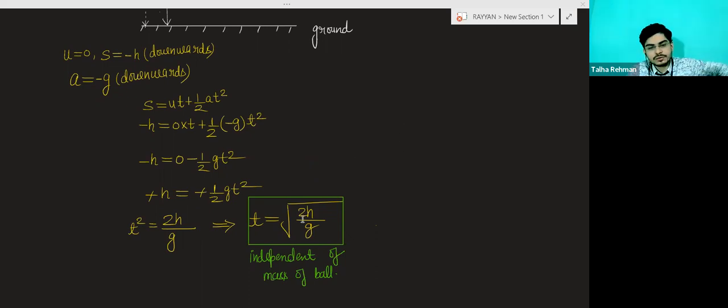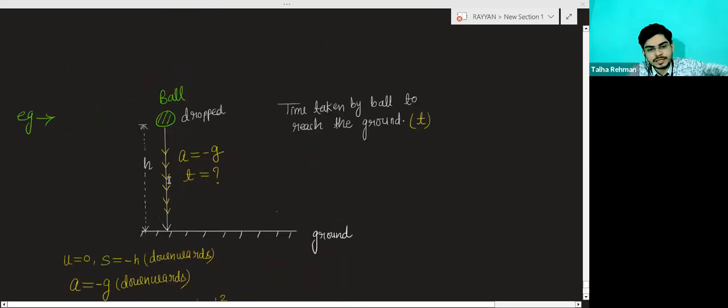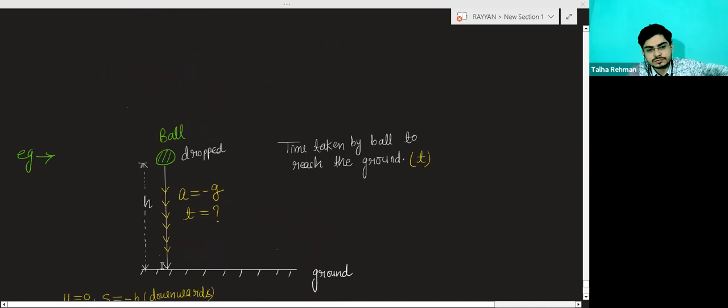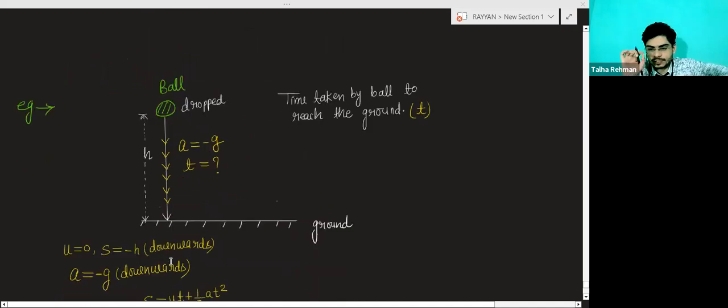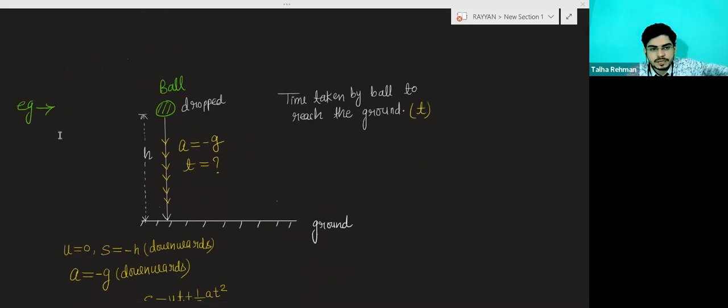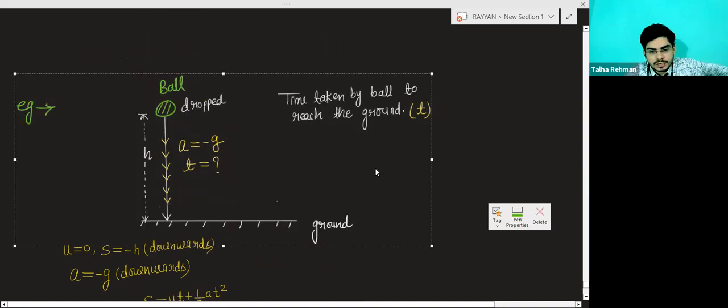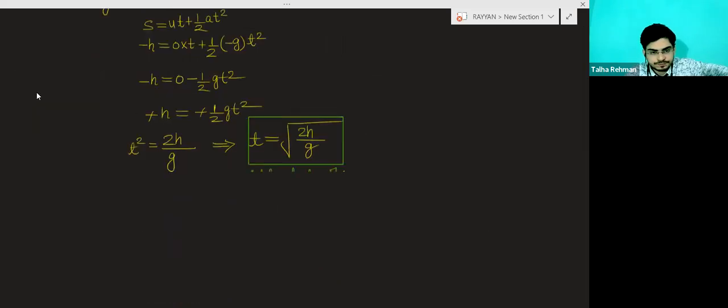So have you understood now how you will calculate the time taken by this ball to reach the ground? You will apply the equation of motion, then you will find the time taken by the ball to reach the ground. Okay.